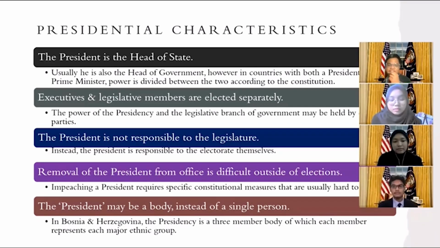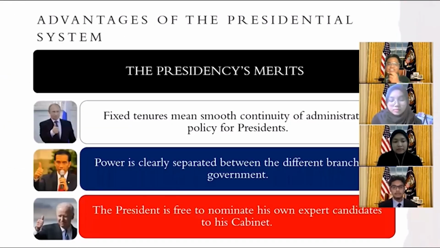Okay, so let's talk about the advantages and disadvantages of the presidential system, which will be handled by both my trusted Secretary of State and Attorney General. You may begin.